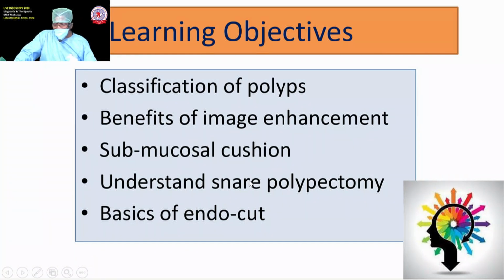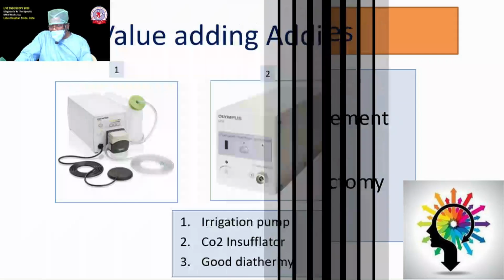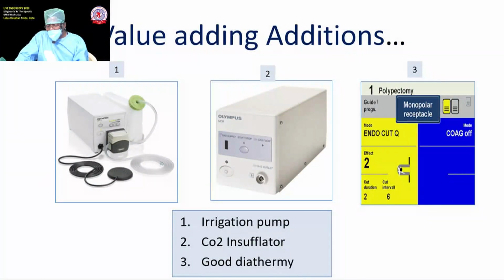And you should know whenever you have a sessile lesion, there is a technique of removing by using a technique called submucosal cushioning. And you should know all the electrophysiology behind the snare polypectomy. One ought to have in their endoscopy suite, one, of course, an irrigation pump, very, very important. Wherever there is a bleeding, wherever there is a collection, in order to suck and then irrigate that area effectively, you need a good irrigation device.